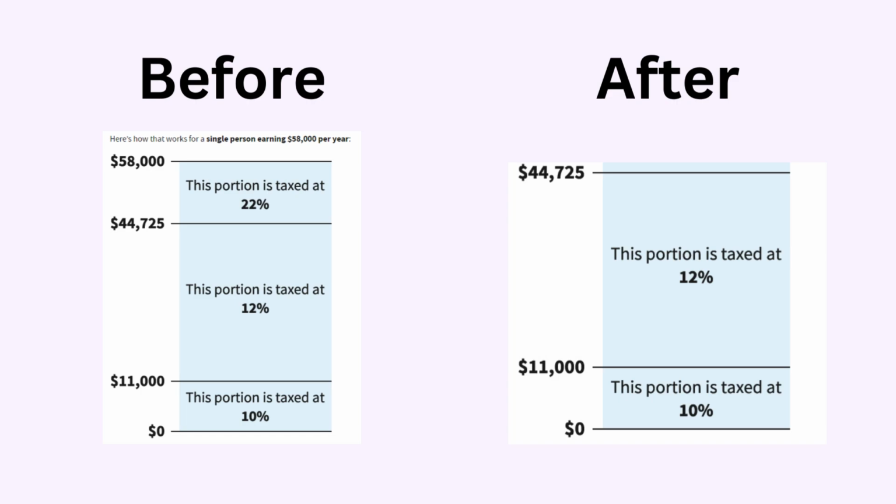Now, if you are a visual person like myself, this is how it looks with the rectangle. We have before, where we talked about the 58,000, and the after, where now we're in the 12% bracket, from the 44,725. Again, you can just bypass the before if you wanted to, but I wanted to show you guys exactly from the very top what that looks like coming down to where we are now.